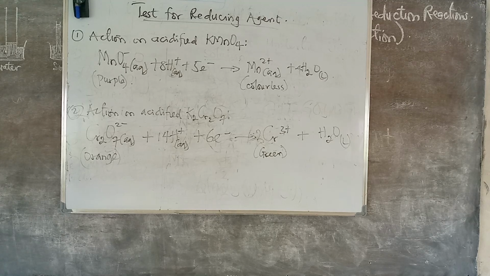Test for reducing agent. We will take two tests today for reducing agent. One is the action on acidified potassium tetraoxomanganate(VII) and the other is the action on acidified potassium heptaoxodichromate(VI). These two we use to test for the presence of a reducing agent.